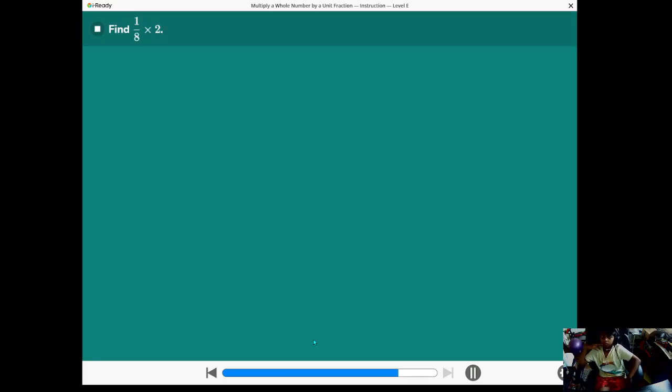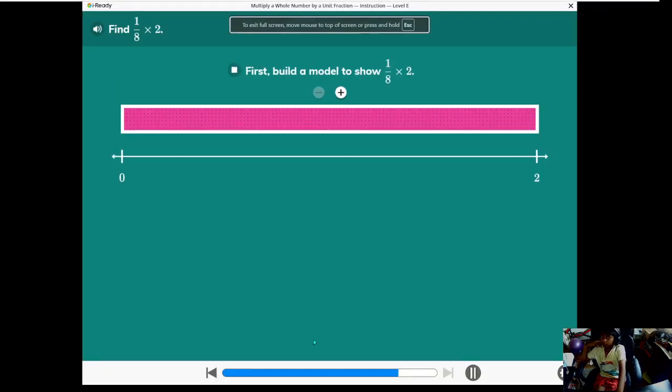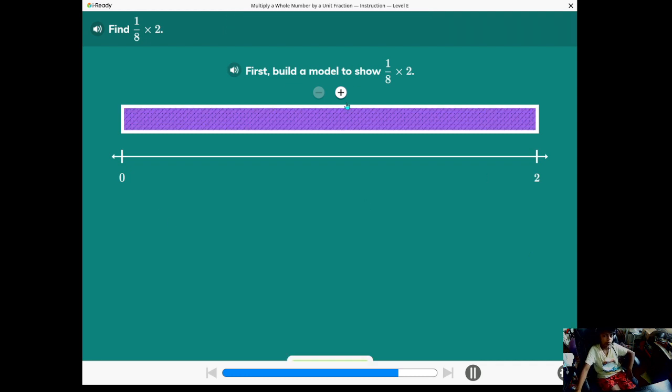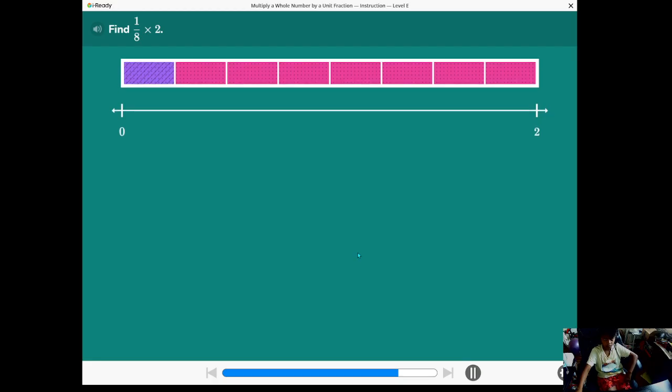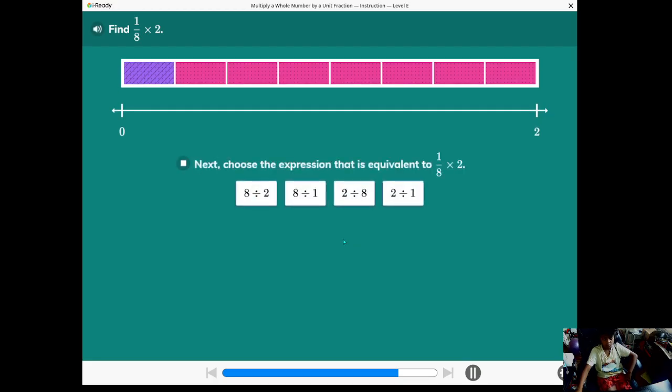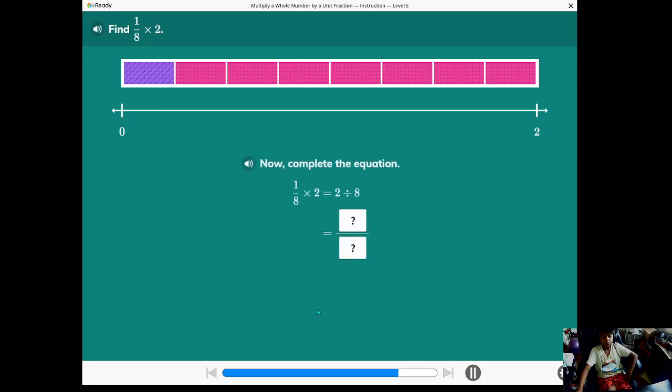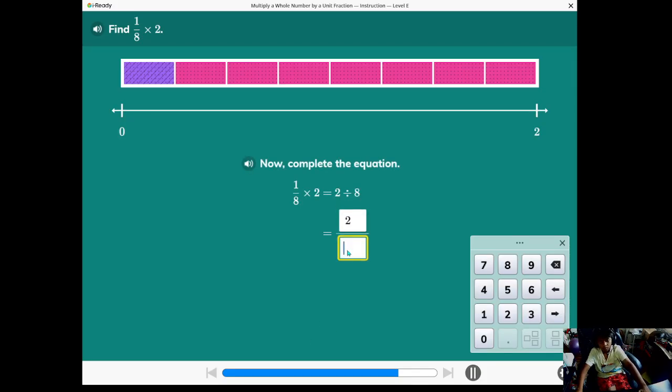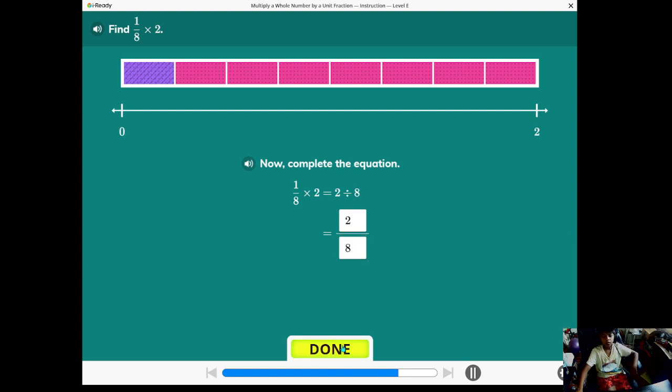Find 1/8 times 2. First, build a model to show 1/8 times 2. Next, choose the expression that is equivalent to 1/8 times 2. Now complete the equation. That's it. Let's show the answer on the model.